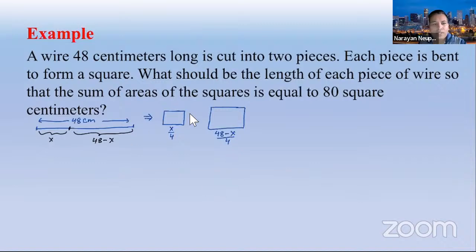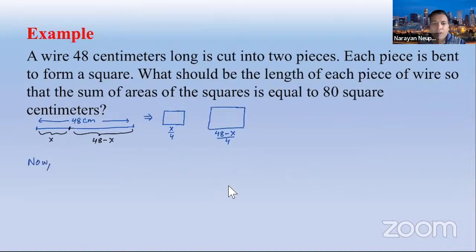Now, the question says, if we find the area of the first square and add the area of the second square, the total will be 80. Sum of the area of the 2 squares is 80. That will be the equation. Before we move on to that equation, are there any questions? No question, okay.